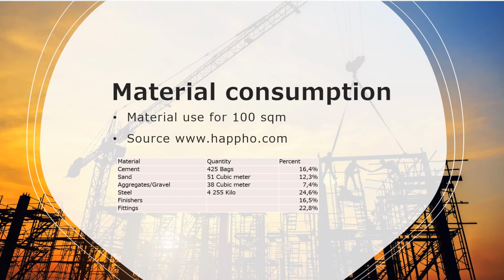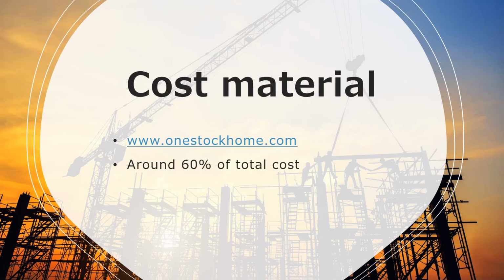Finisher is okay there, but fittings depends on what type of material you use for doors, windows, tiles and everything. So that number can vary depending on if you want to buy a little bit more fancy doors and tiles, or if you want to have a little bit more easy standard. The material cost stands for about 60% of the total cost. It can vary between 60-65%.